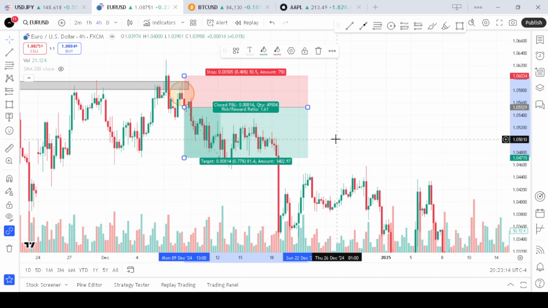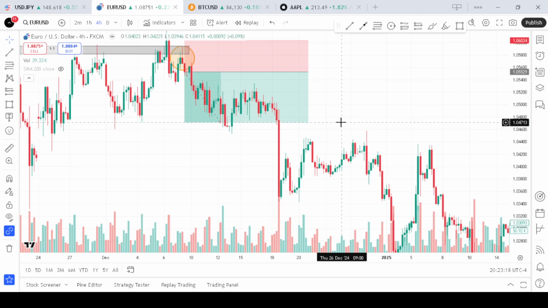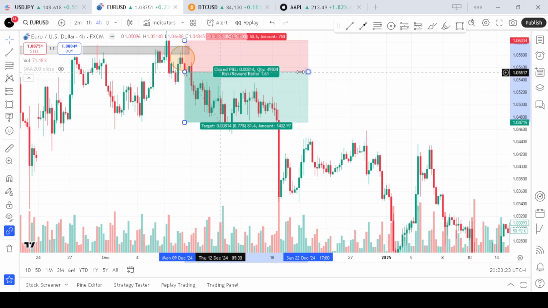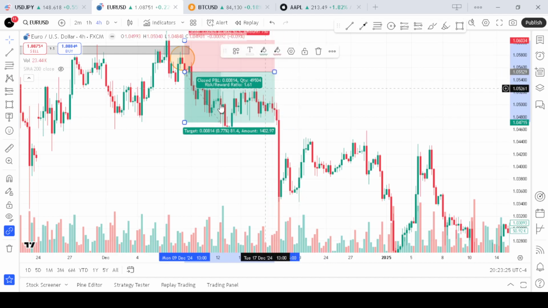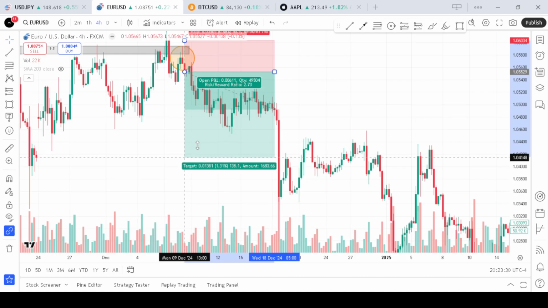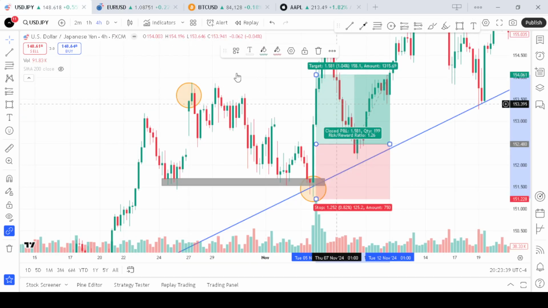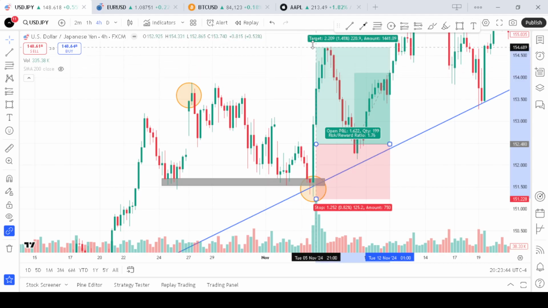Once we place this stop loss, we aim for a risk to reward of at least 1:2 minimum, because this ensures that your potential gains outweigh your potential losses. So you aim for at least 1:2 so that your gains will outweigh your losses in the market.